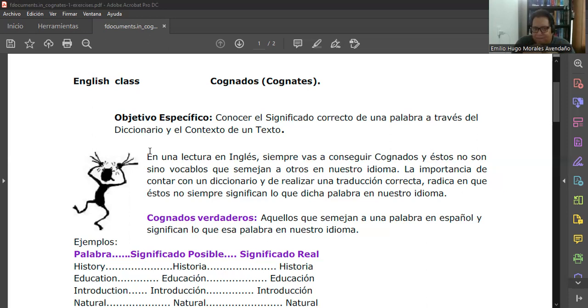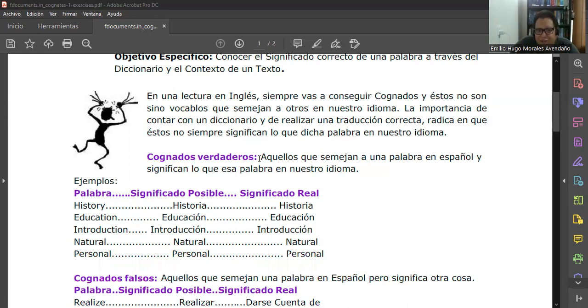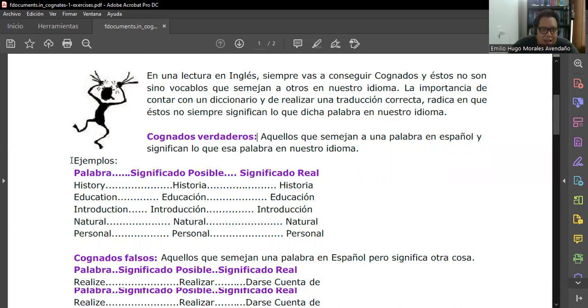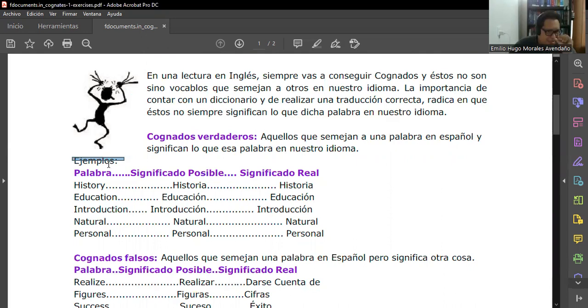So we're going to have the true cognates. The true cognates are those words that are similar to a word in Spanish, your native language, and the meaning is the same. We're going to have some examples in this table. The word could be history, and the possible meaning that our brain can rely on is historia, and the real meaning is historia.